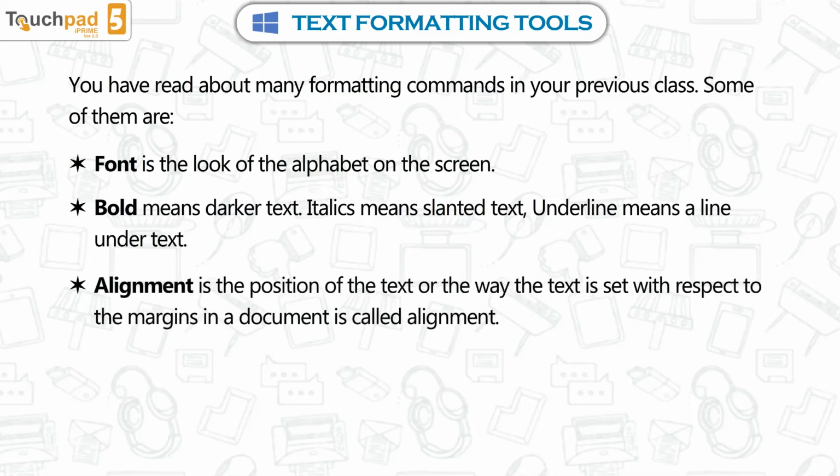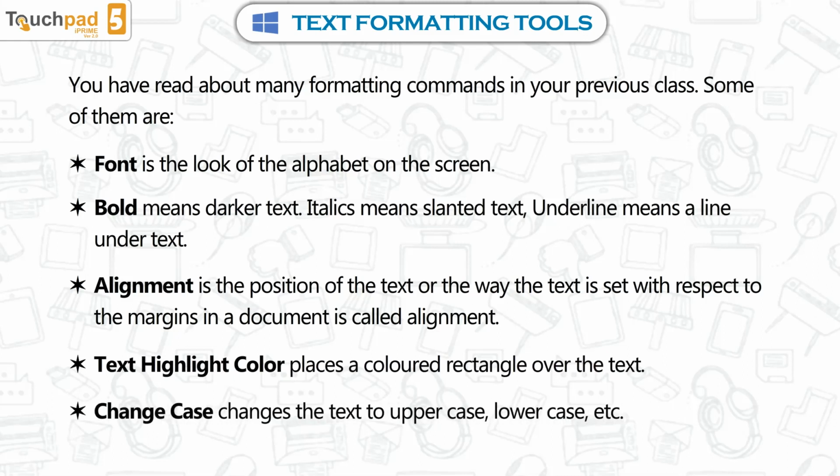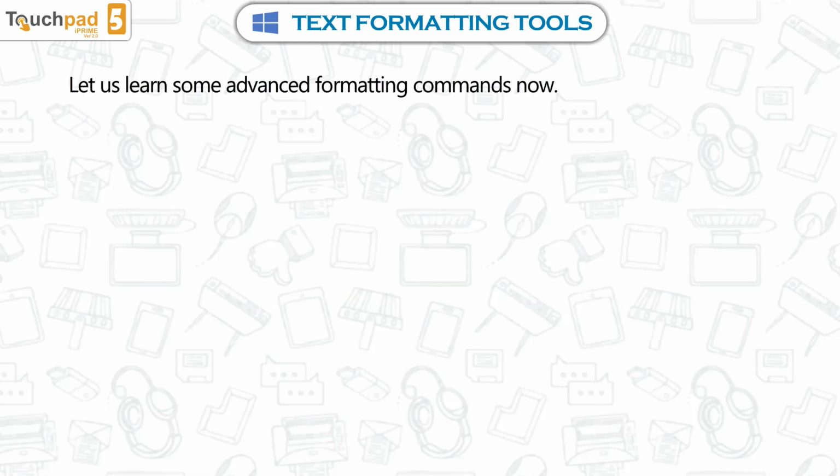Alignment is the position of the text, or the way the text is set with respect to the margins in a document. Text highlight color places a colored rectangle over the text. Change case changes the text to uppercase, lowercase, etc. Let us learn some advanced formatting commands now.